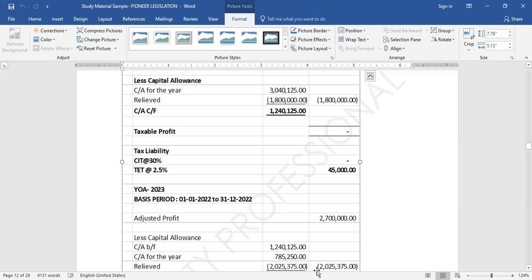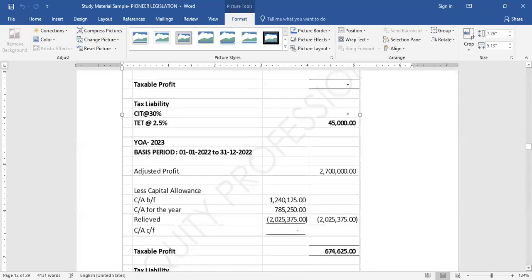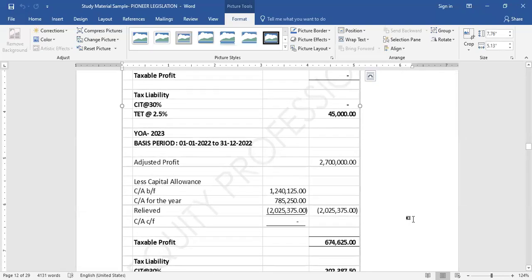If you add 1,240,125 plus 785,250 together, you will get 2,025,375. That is the relief capital allowance you are going to relieve, because we have enough profit to relieve everything. When you minus 2,025,375 from 2.7, you will get a total profit of 674,625.